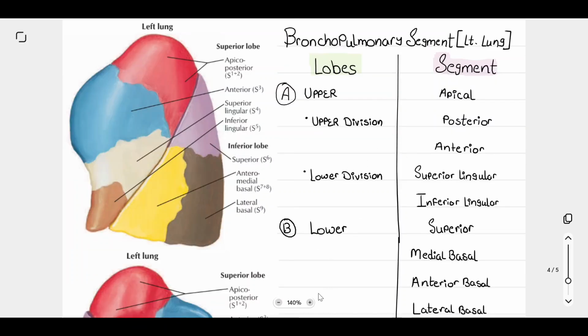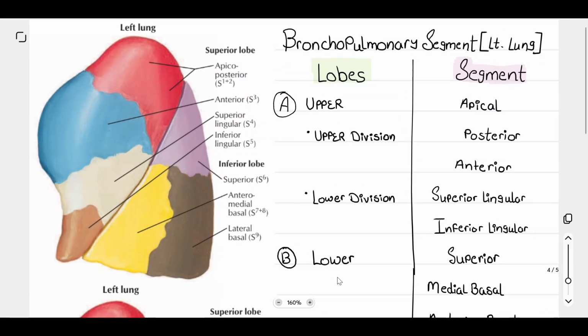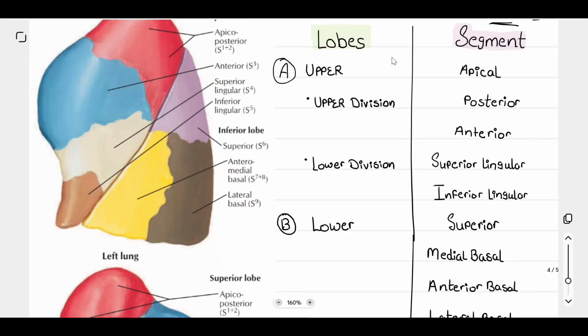So done with the bronchopulmonary segments of right lung. Now we will be continuing with the left lung, and left lungs also have 10 segments, and these segments lie in their corresponding lobes, which are upper lobe and lower lobe.